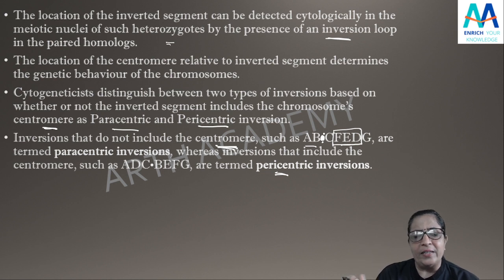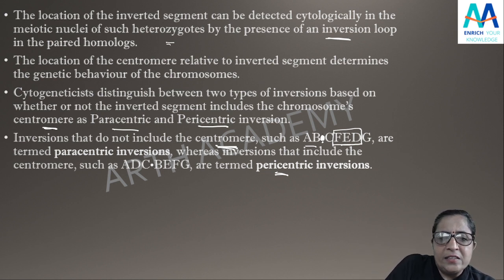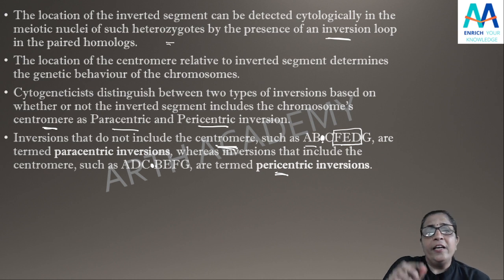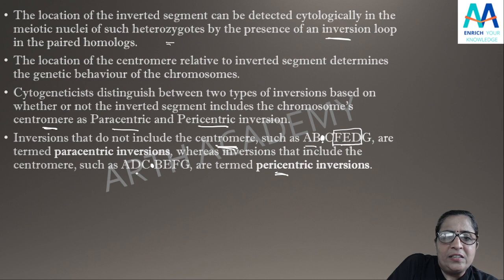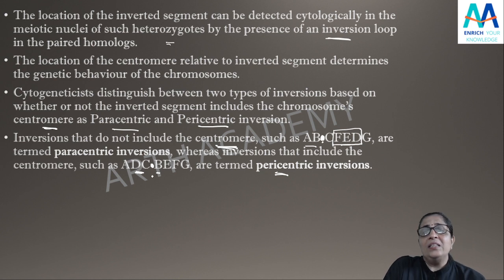Yes, that is paracentric. In this case, this is the centromere. Yes, inversion is again there. You can see here, this is DC and this is B. AB जहाँ होना चाहिए CD, तो यदि यहाँ पर inversion हो रहा है BCD में, या ये normal BCD क्या हो जाना चाहिए DCB, तो DCB तो हो गया, it is inverted, but here the centromere is included.